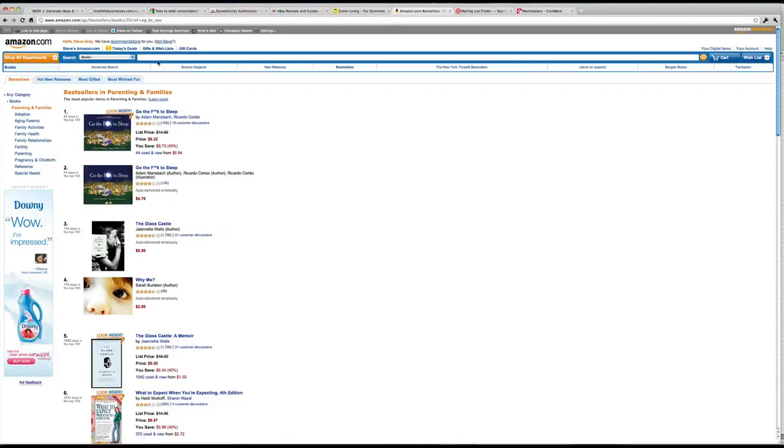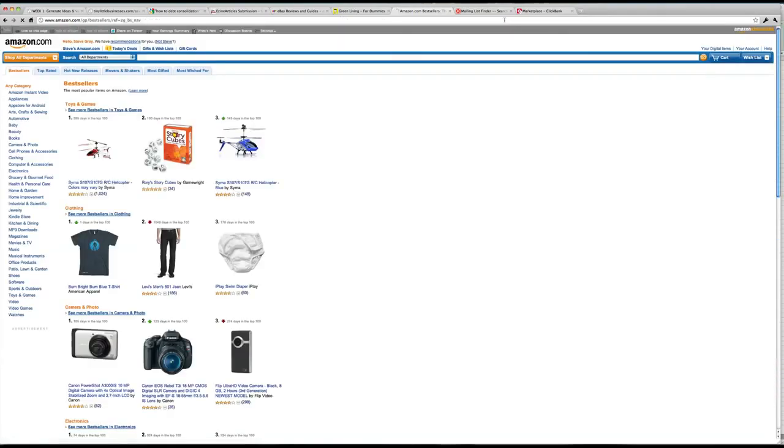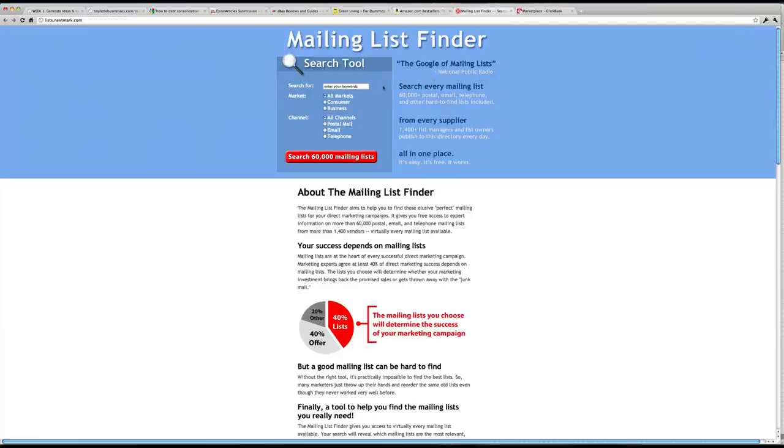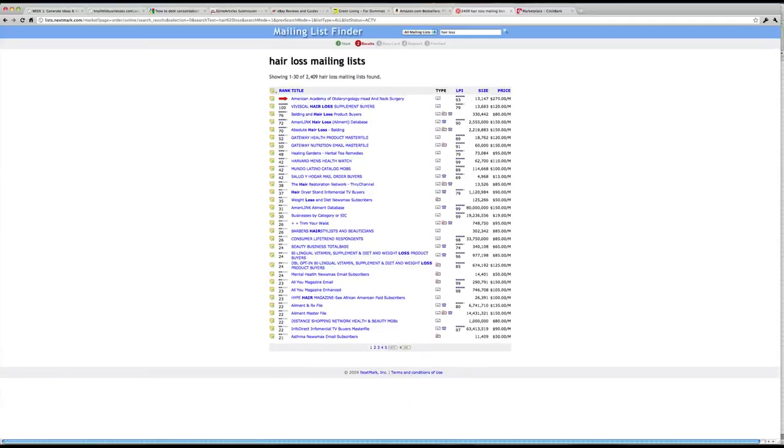We'll finish up here with Amazon, and we'll go look at the mailing list finder at Nextmark. Again, this is a research tool. There's tons of mailing lists out there, and if somebody's got a mailing list, usually there's money in that market. Let's pick a male market that I know exists to use an example, and let's say hair loss. All right, so hair loss. Let's see. There's hair loss supplement buyers.